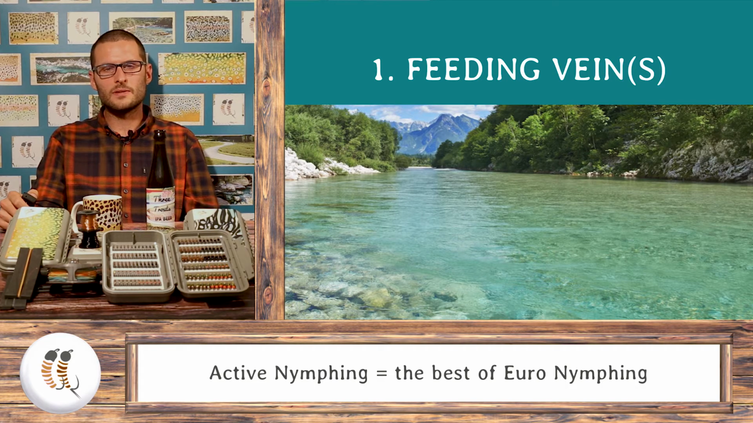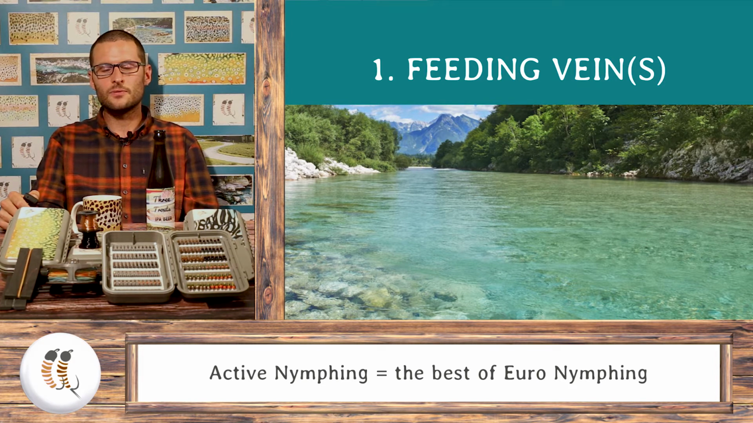To find the suitable spots for the active nymphing method I propose, you must find the feeding veins on a river. So you must have a sense of water, and I will show pictures here to explain what is, according to me, a feeding vein. Like on this river in Slovenia, there is no feeding vein. It's fully flat, there's no hotspot. So this is not a good spot for the method I propose. So just walk and find another spot.